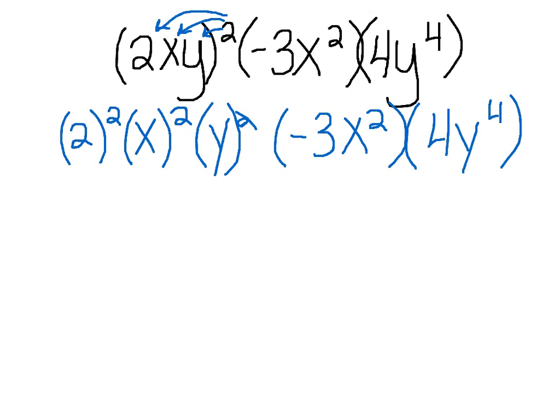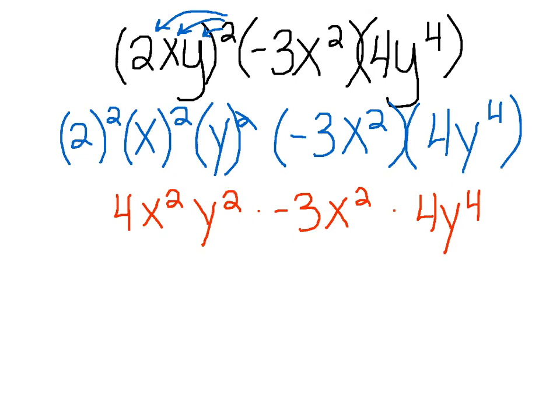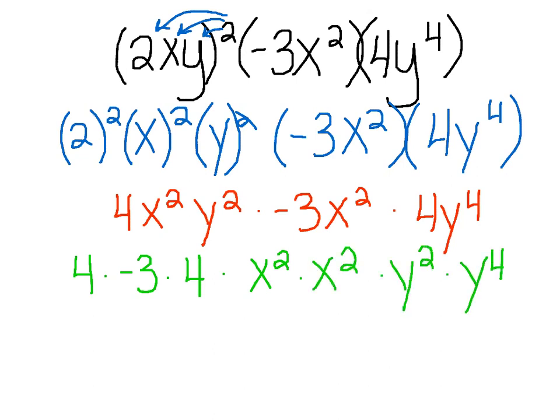Simplifying this, we see that we have 2 squared, which is 4, x squared, y squared, times negative 3x squared times 4y to the fourth. Well, putting all of our numbers together, our x's together, and our y's together, we see that we have 4 times negative 3 times 4 times x squared times y to the fourth.